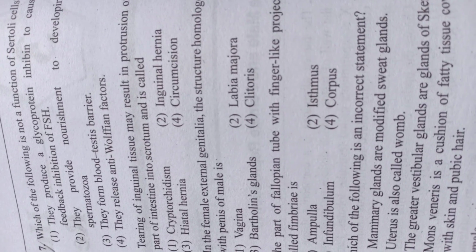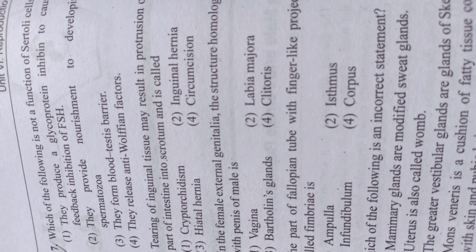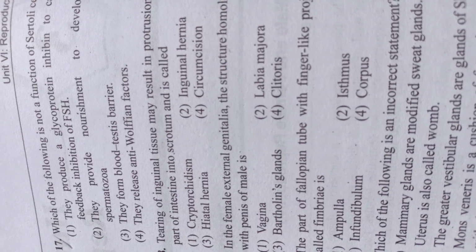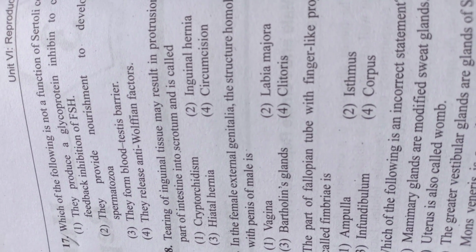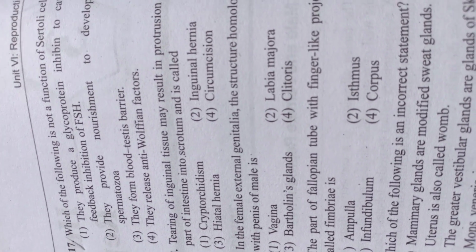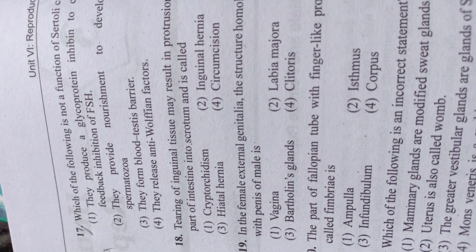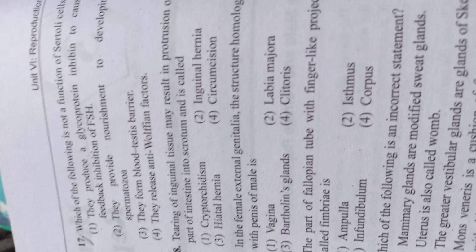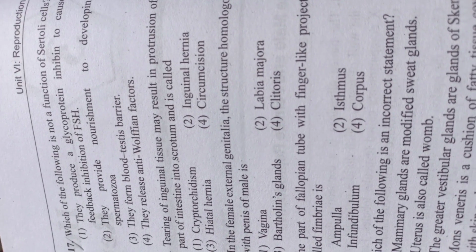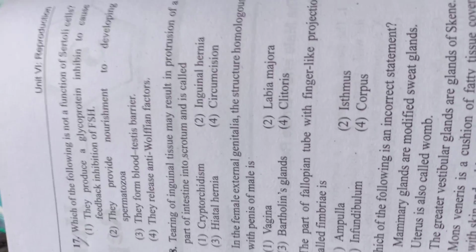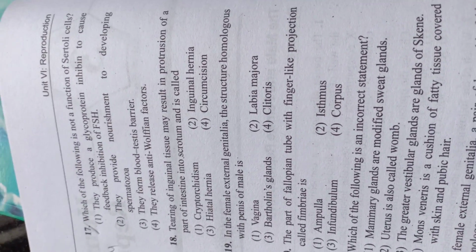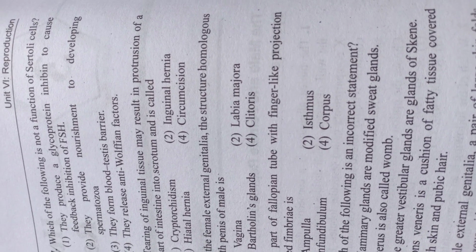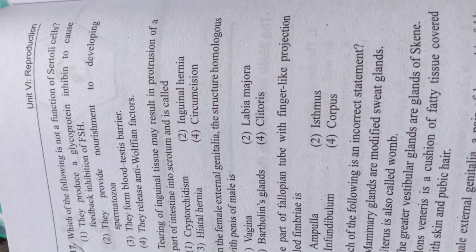So the Sertoli cells release the anti-Mullerian factors, not the anti-Wolffian factors. So in presence of the anti-Mullerian factors, no female system will be developed. That's why here the fourth one is the wrong option. Remaining three all are correct only. Now you see the third option that we didn't discuss in our syllabus. They form the blood testis barrier.